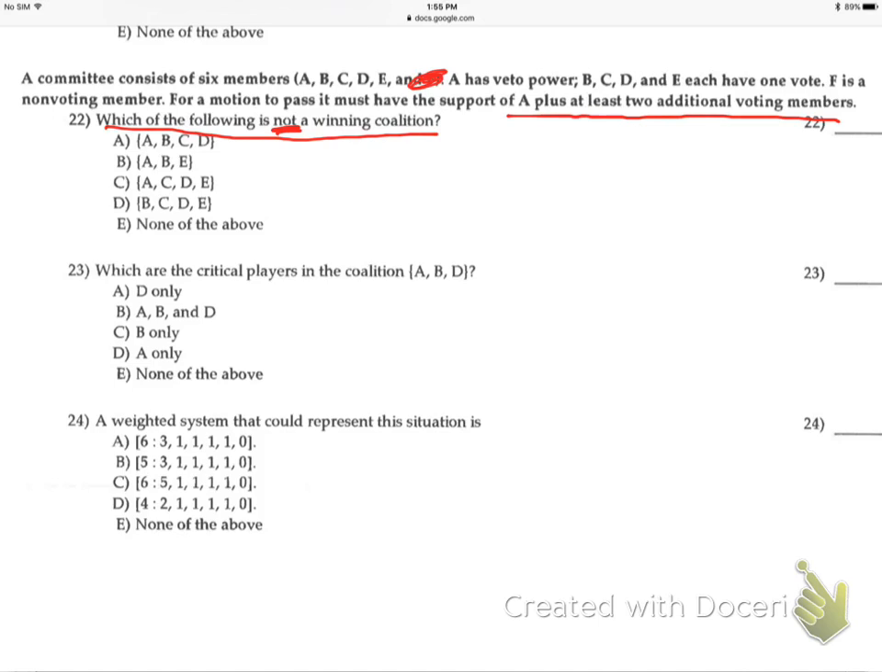Not winning. This has A and 2 more. 3 more. So that's a winner. A and 2 more. That's good. A and 2 more. D is not a winner, is it? Because you got to have A and 2 more. And there's no A in that option D there.